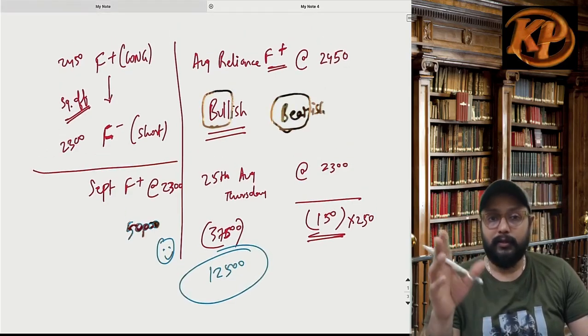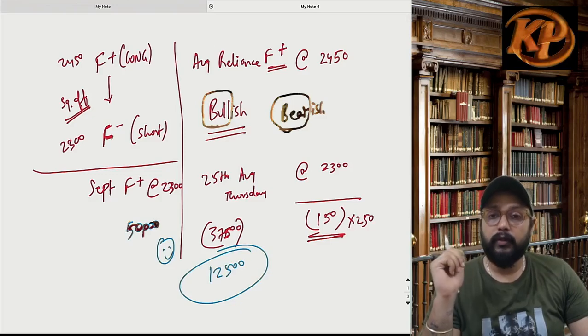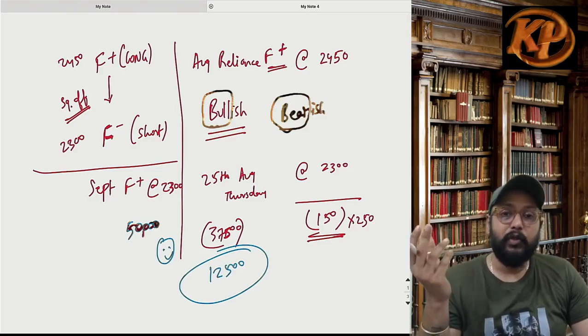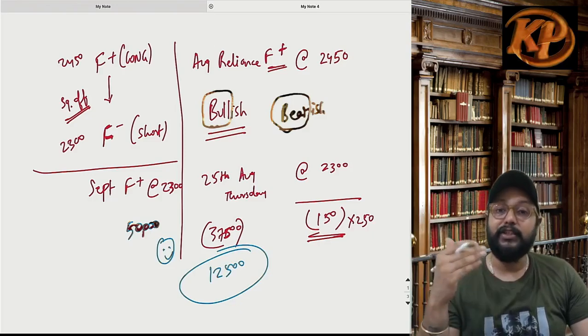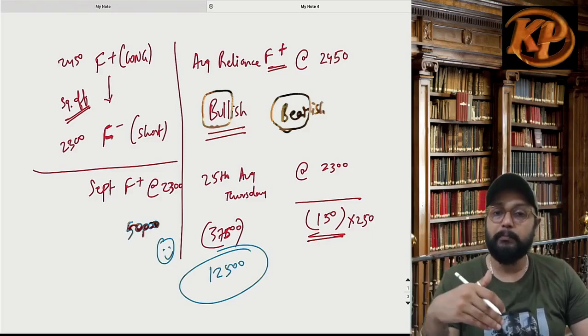Who does a long trade? Somebody who is bullish on a share. You took a long trade. When somebody is bearish on a share, what does he feel? Teji, mandi. Teji means bull, mandi means bear.